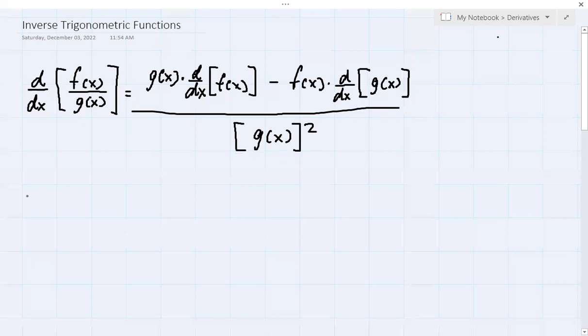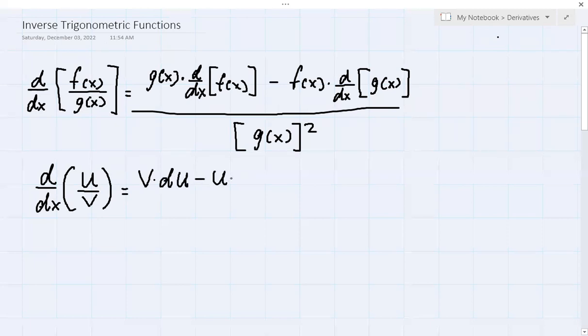Ayan. So, syempre, medyo mahaba to. So, why not let's just basically represent f of x and g of x as letter u and letter v respectively. So, we can simply have this format na lang instead. The derivative of u all over v, where your u is a numerator and your v is the denominator. So, if this is the case, then ganito magiging itsura niya. This would be v du minus u dv all over v squared.